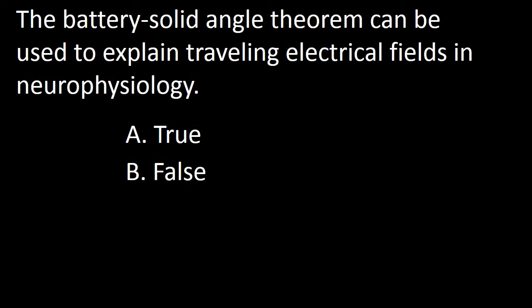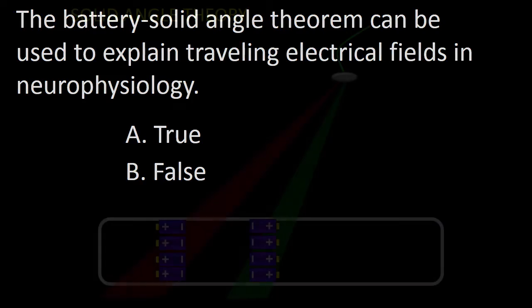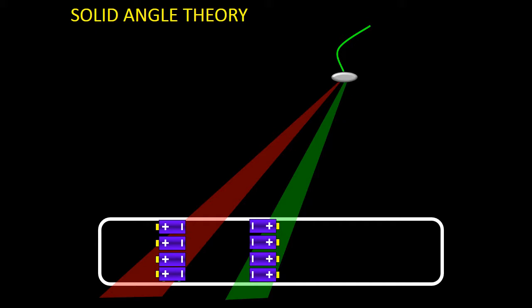Next question. The battery solid angle theorem can be used to explain traveling electrical fields in neurophysiology. A, true; B, false. As you recall, when we answered one of the previous questions, the battery model in conjunction with the solid angle theorem results in a specific way of looking at an action potential advancing in an unmyelinated axon. This frame simplifies the battery model even further by representing the positive pole as a blue rectangle and the negative pole as a red rectangle.